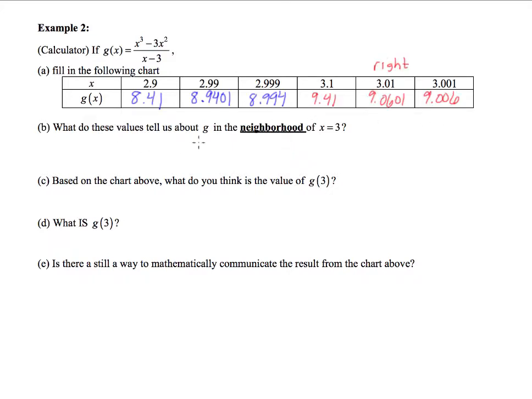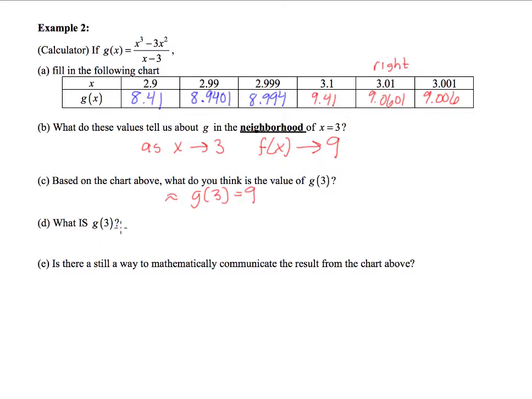Okay, for part B it says, what does the value tell us of g in the neighborhood of x equals 3? So as we're approaching it from the left-hand side, we're getting closer and closer to 9 as well, and from the right-hand side, we're getting closer and closer to 9. So I would say as x approaches 3, g of x approaches 9. Based on the chart above, what do you think the value of g of 3 is? Well, using our information above, I would have to estimate that the value of g of 3 is 9.